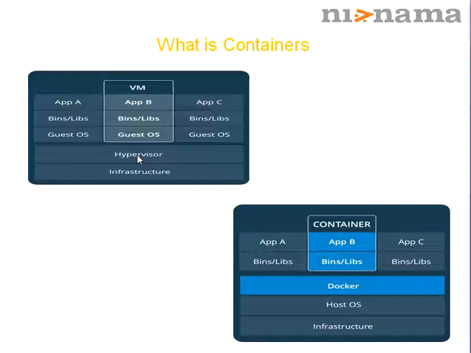So basically, hypervisor allows multiple VMs to run on a single machine, and each VM includes a full copy of the operating system, kernel, necessary libraries, and binaries.